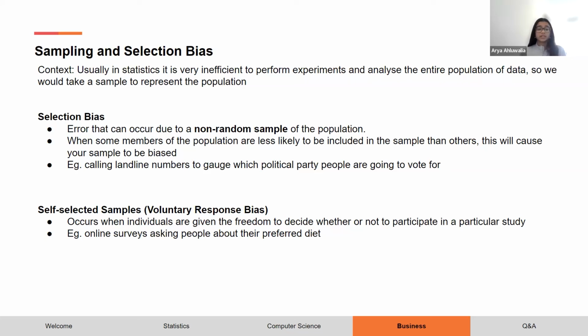Another way to introduce selection bias is by having self-selected samples. This occurs when, in conducting a survey, individuals are given the freedom to decide whether or not to participate. For example, if a store is asking for feedback in store, it's very unlikely that people who have an average opinion will opt to complete the survey. Perhaps people with strongly positive or strongly negative opinions are more likely to complete it, but that will just skew your data because you're not getting the full picture.